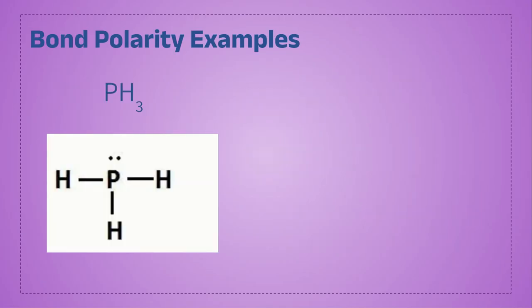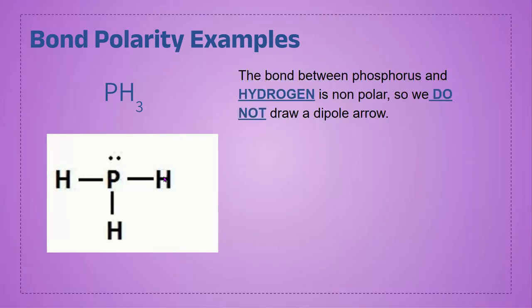One more example, PH3. Here's the Lewis structure for PH3. We just have one bond type, the phosphorus-hydrogen bond. If we look at our table, phosphorus has a value of 2.2, hydrogen is 2.1, so that's a difference of only 0.1. So the bond between phosphorus and hydrogen is nonpolar, and we don't need to draw the dipole arrow. That bond is just a nonpolar bond.